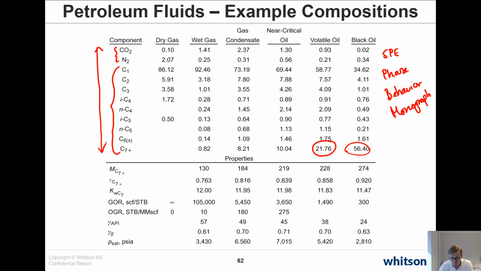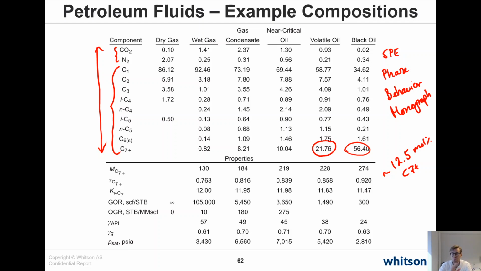On a rule of thumb basis, we like to say that maybe around 12.5 mole percent C7 plus, that's where we, at least on a rule of thumb basis, have the critical points. That's around there. Some places where we transition from a near critical oil to a near critical gas condensate.